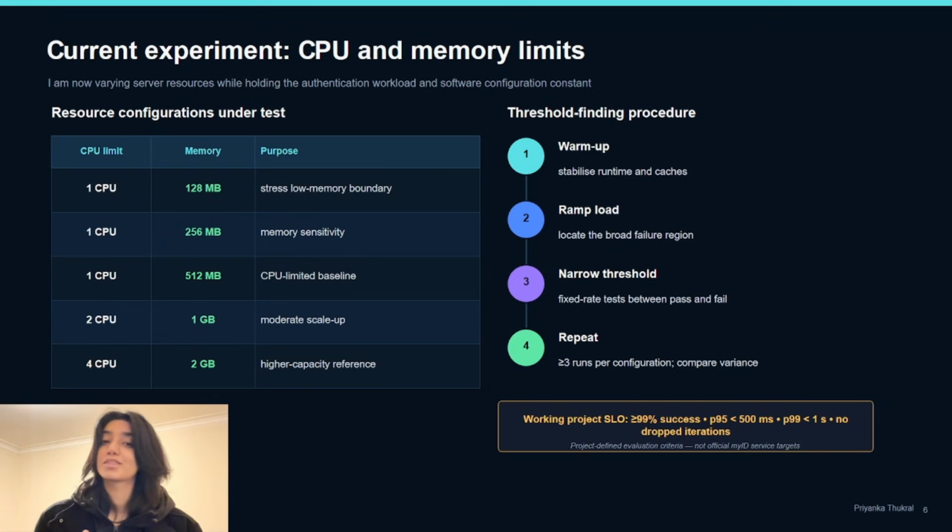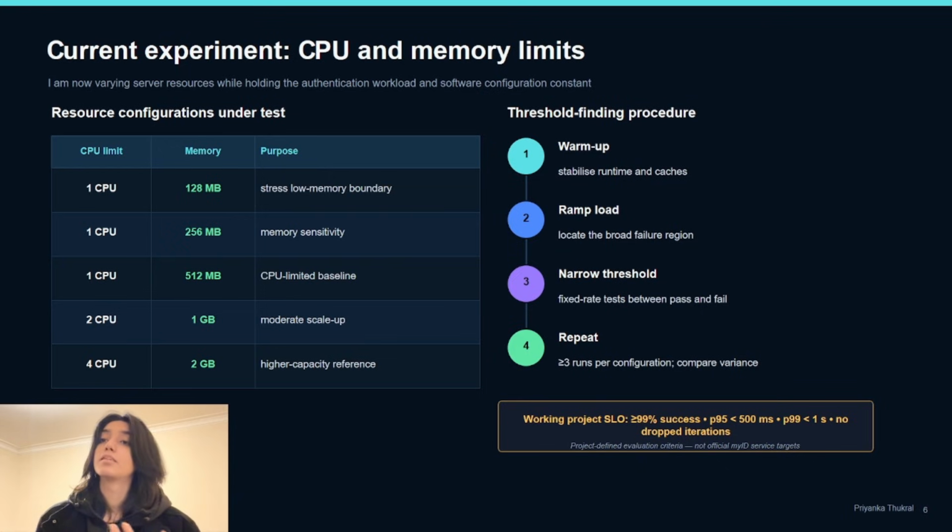Now, my current phase of the research: I am currently checking the CPU and memory limits. So I'm changing my Docker configuration to one CPU and 128 megabytes and providing it with certain requests. Currently, I have established it between 400 and 2000 requests, and it fails around 2000. So I'm working on finding the middle ground.